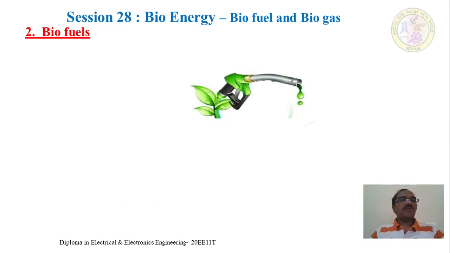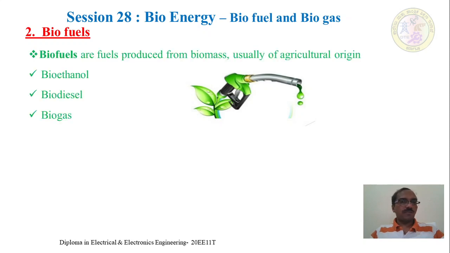We'll try to understand what I mean by the term biofuel. In simple terms, biofuels are the fuels which have been produced from biomass. Usually around 80 to 90 percent of it is produced from agricultural origin. There are three different categories of biofuels: bioethanol, biodiesel, and biogas. Afterwards we'll see one by one what the types are.